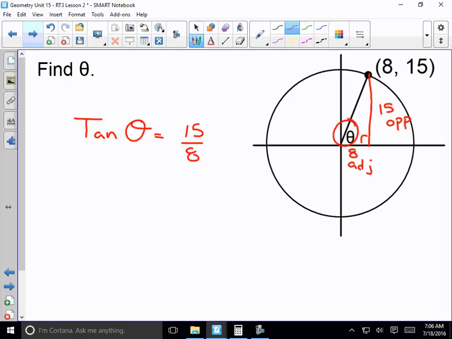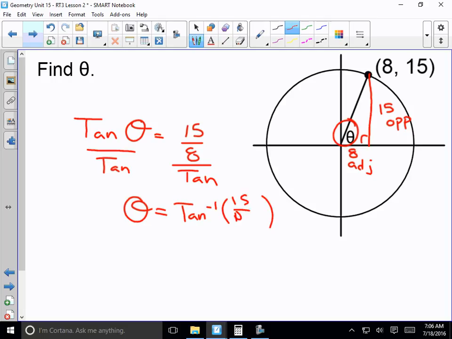Now I'm looking at how I can solve this. I want the angle measure by itself. This is what we always want to think about: we're dividing by tangent to get that angle measure theta by itself, and the calculator can't divide, so we have to use the inverse function to solve this problem for us. So second tangent, tan -1, we plug in the ratio that we know, 15 over 8, and it finds it for us: 61.93 degrees.